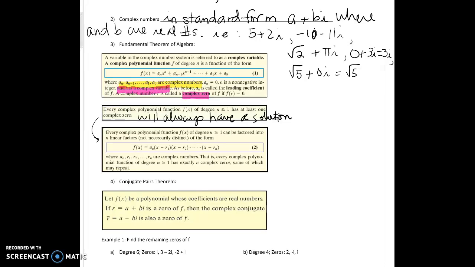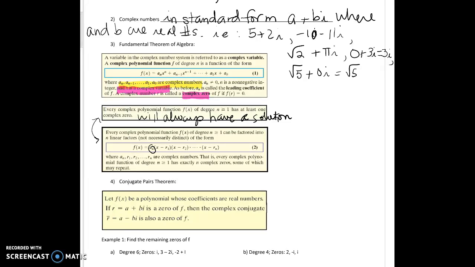These two are related, okay? Every complex polynomial function f of x of degree 1 or bigger can be factored into n linear factors, not necessarily distinct, that means they don't have to be different, of the form.